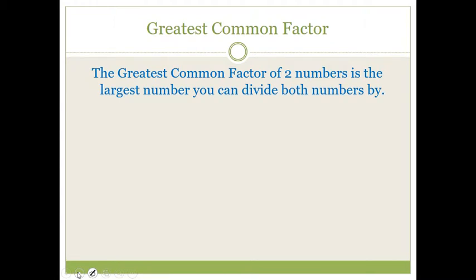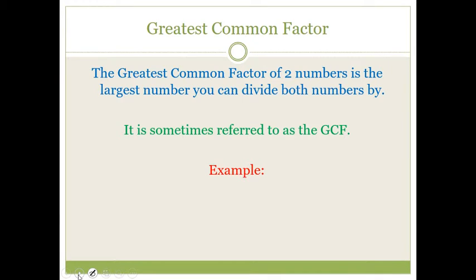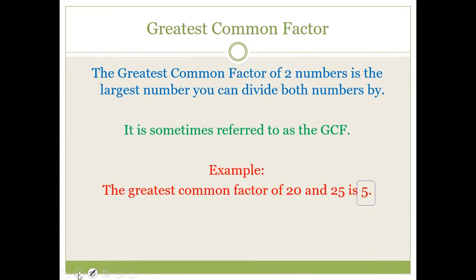Alright, so let's talk about greatest common factor now. The greatest common factor of 2 numbers is the largest number that you can divide them both by. Alright? So we call that the greatest common factor. It is the largest number that they both have in common as a factor. So let's do an example here. Let's say I wanted to find the greatest common factor of 20 and 25. Well, the greatest common factor of those 2 numbers is 5, because 5 is the largest number that will divide both 20 and 25.